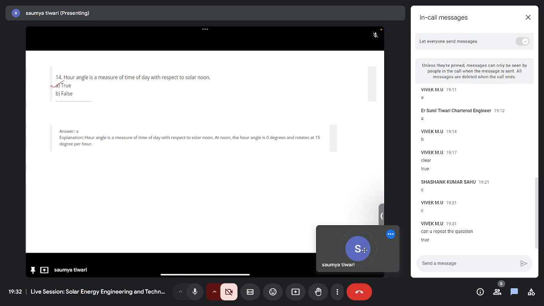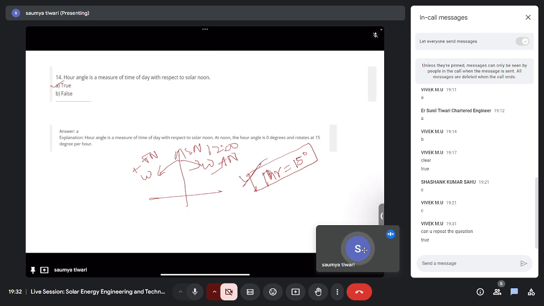So, if this is your solar noon, so our angle is measured from solar noon, whether we are talking about forenoon or afternoon, so it will be positive and negative, right? So we have also discussed that 1 hour of earth rotation is equal to 15 degrees, right? This is the important parameter or thing to remember.